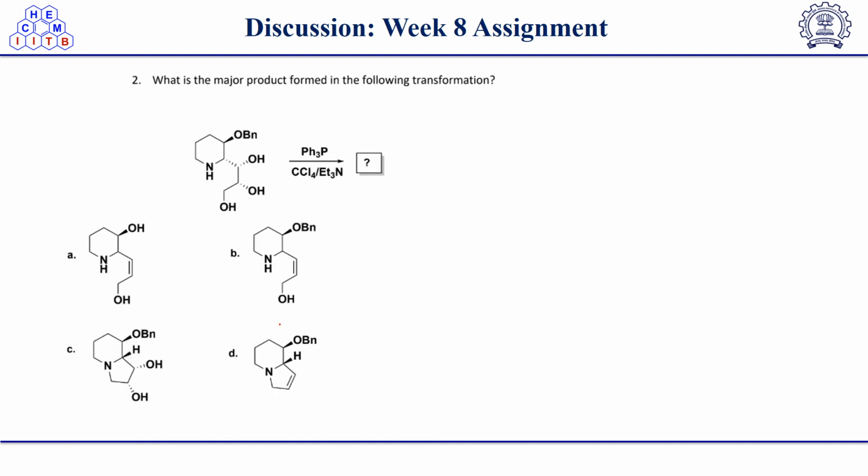Moving to the next question, question number 2. What is the major product formed in the following transformation? That is, this triol is treated with triphenylphosphine, carbon tetrachloride and triethylamine. Out of these four options, which will be the major product and what will be the conversion leading to that particular product?